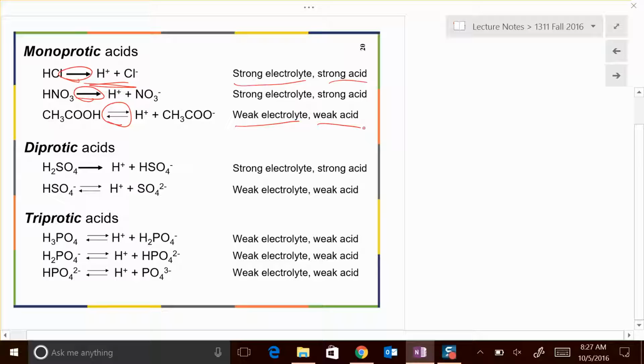Now you'll notice that this acetic acid has more than just one hydrogen, but the other three hydrogens, these ones right here, are not acidic hydrogens. So if I drew the structure of this, it would be more like something like this.